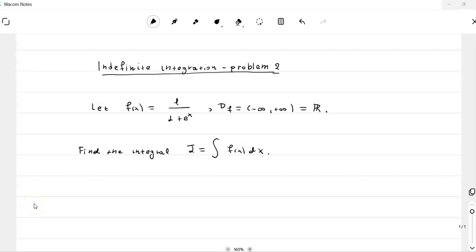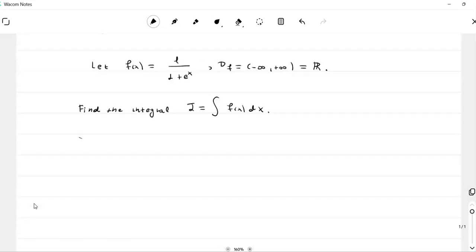Indefinite integration, problem 2. Let f of x be the function 1 over 1 plus e to the power of x. The domain of this function is the set of real numbers. Find the integral I, which is this indefinite integral. So how do we solve this problem?